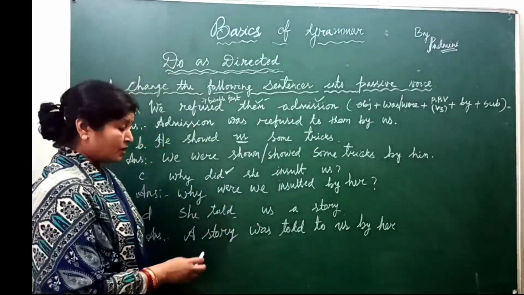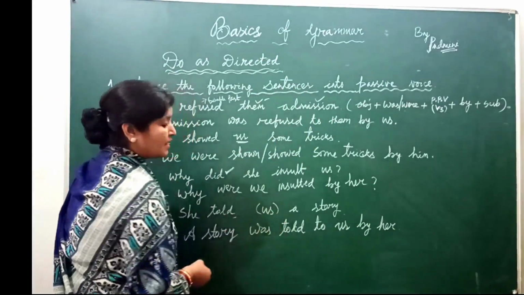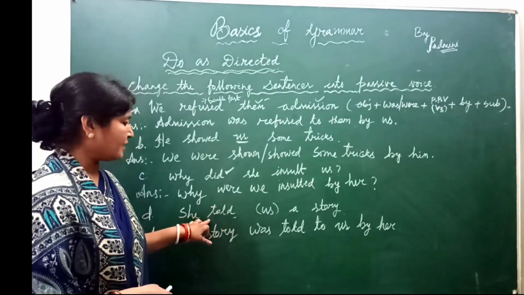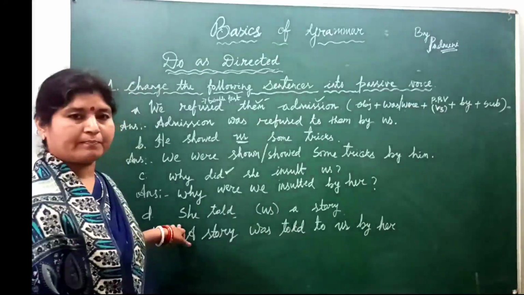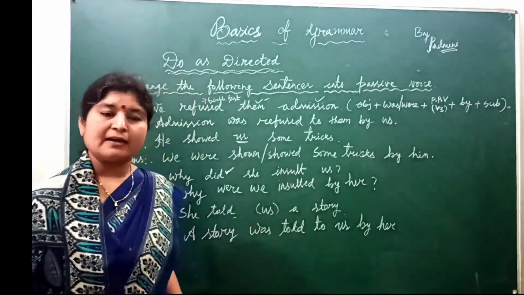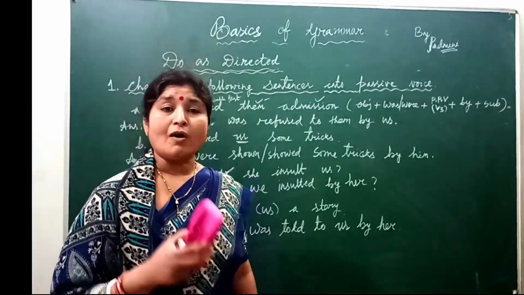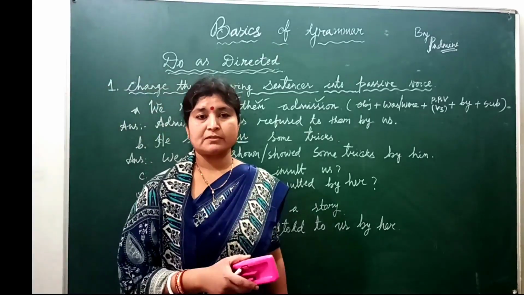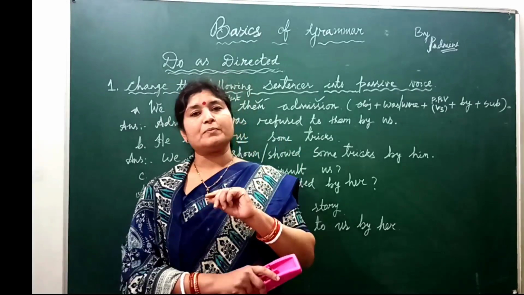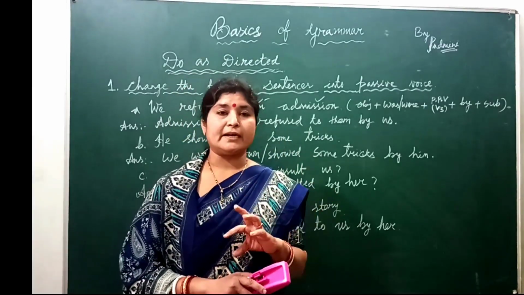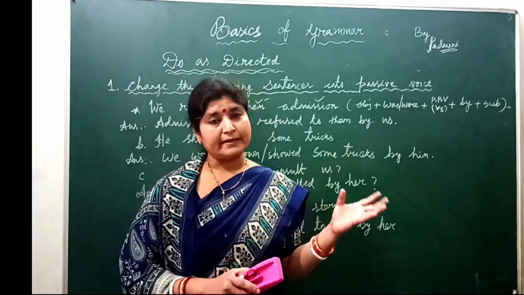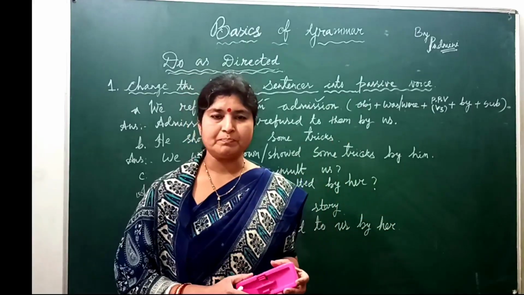Or if we will do with the passive with the help of this us, then what we can write? We were told a story by her. So both the answers are correct. Okay. Always remember, my dear students, when a sentence contains the two objects, direct object and indirect object, with the help of both the objects, you can change the sentence active into passive. Okay?